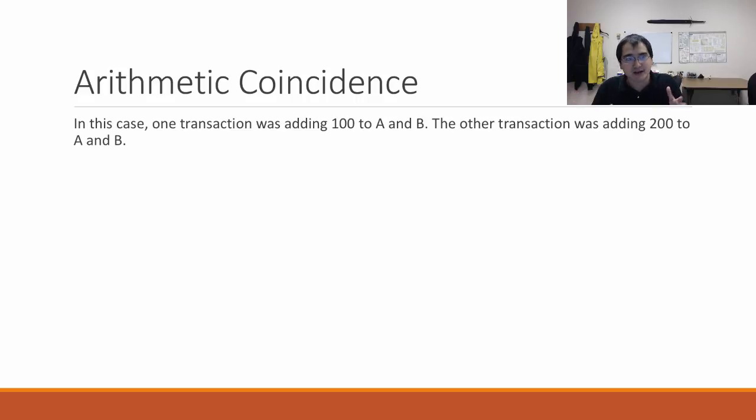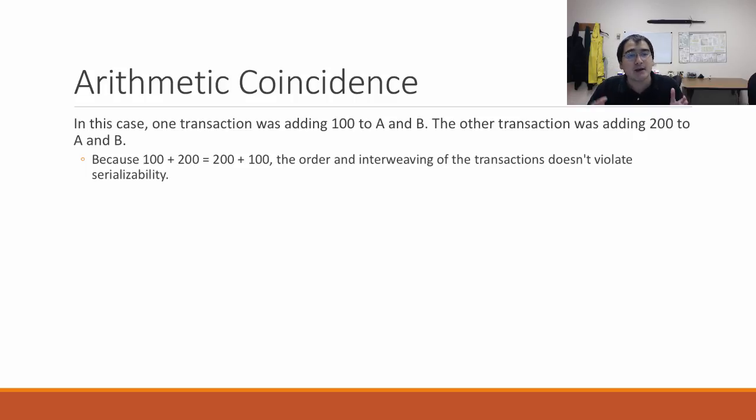So in this case, one transaction was adding 100 to A and B, another transaction was adding 200 to A and B. Because of the commutativity of addition, the order and interweaving of these transactions doesn't matter. It doesn't violate serializability. Once again, this is called an arithmetic coincidence. And it would be really great if SQL could look at your two transactions and figure out, oh, this transaction is trying to add 1 to this number, and this one is also trying to add 1 to this number. It doesn't matter which one adds first, so I'll just let both proceed.